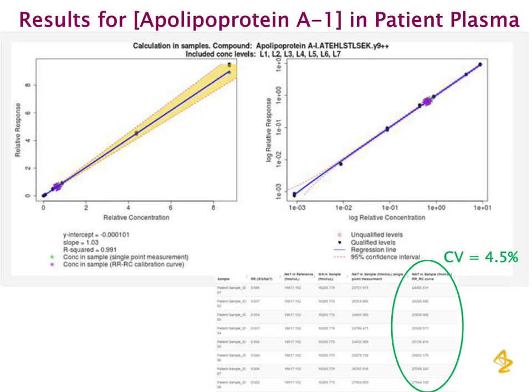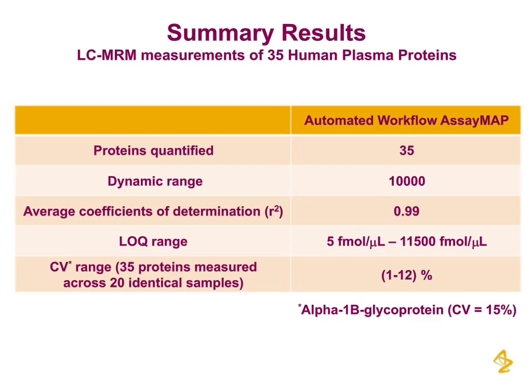Here is a summary of the results obtained using the fully automated digestion and SPE protocol and the subsequent measurement of human plasma proteins. 35 plasma proteins were quantified, where the average dynamic range obtained by the calibration curves was 500, and the highest dynamic range of the protein measured was 10,000. The LOQ range varied from 5 nanomolar up to 11.5 micromolar for albumin. The repeatability for the endogenous protein concentration, measured as the coefficient of variation, was predominantly below 9%, with the exception of alpha-1b glycoprotein that had a CV of 16%.